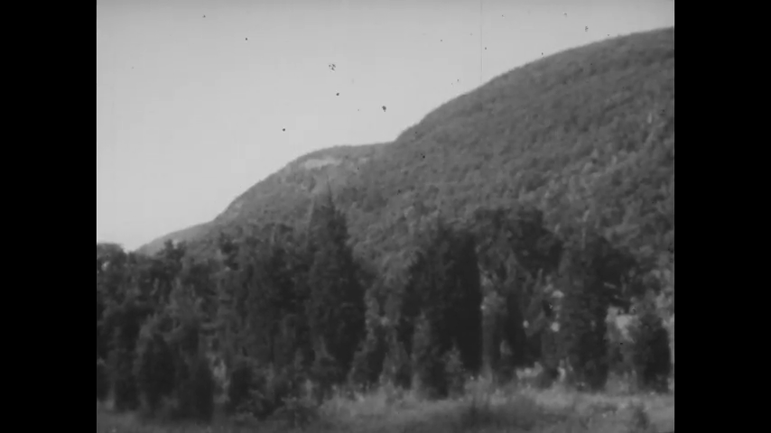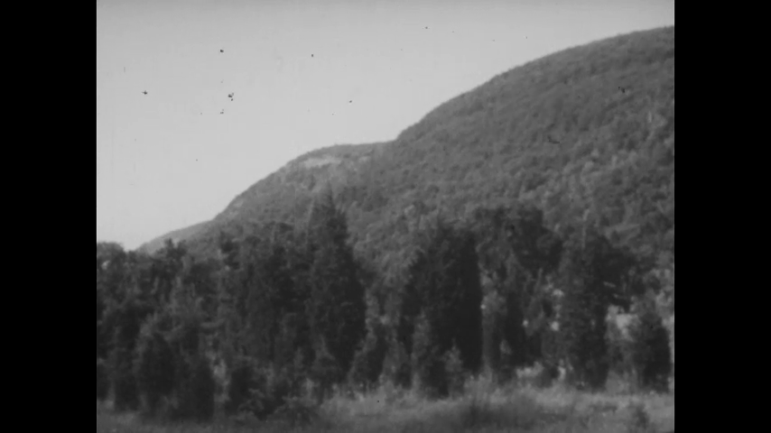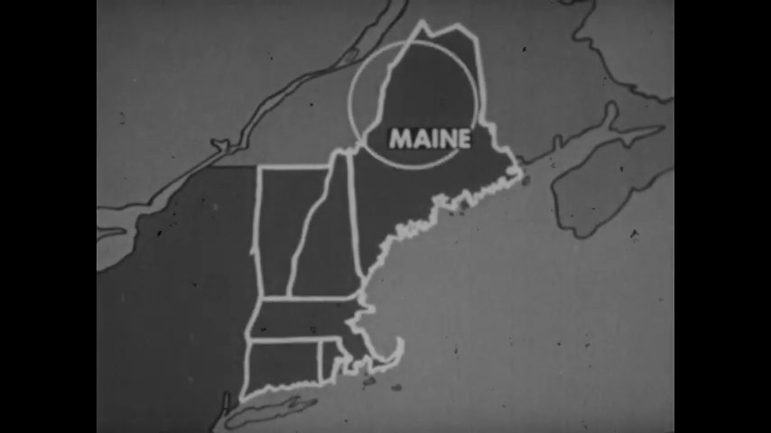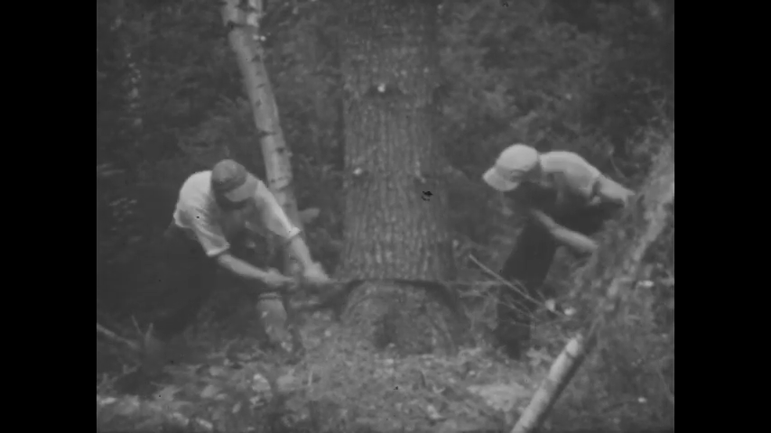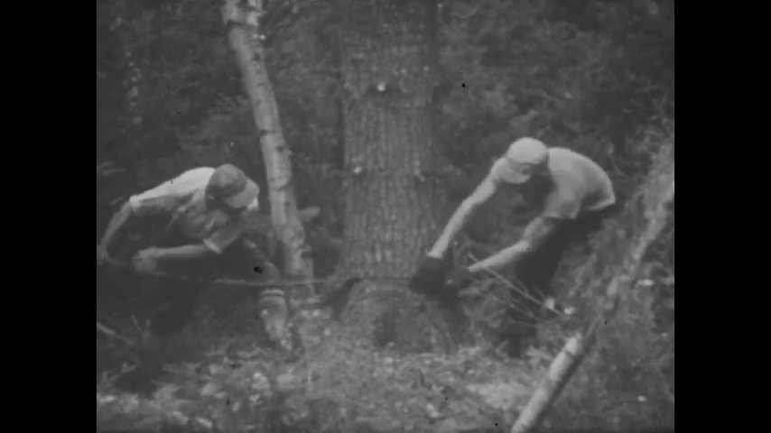Some of us may not think of timber as a crop, but trees are another product of New England's soil. In the forests of northern Maine, for instance, timber is cut to be made into paper in the mills of southern New England.